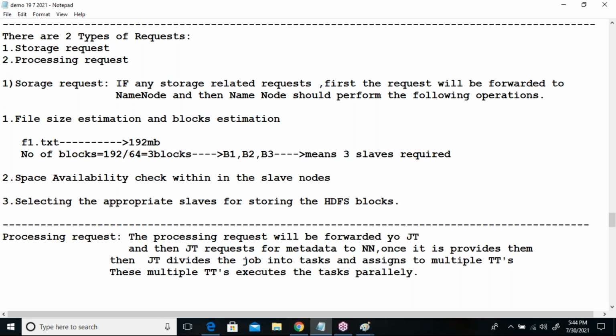execute the tasks parallelly. First the request goes to job tracker, then it requests for metadata to name node. Once it provides, then job tracker divides the job into tasks and assigns to multiple task trackers. These multiple task trackers execute the tasks parallelly. Okay, this is what processing request is.